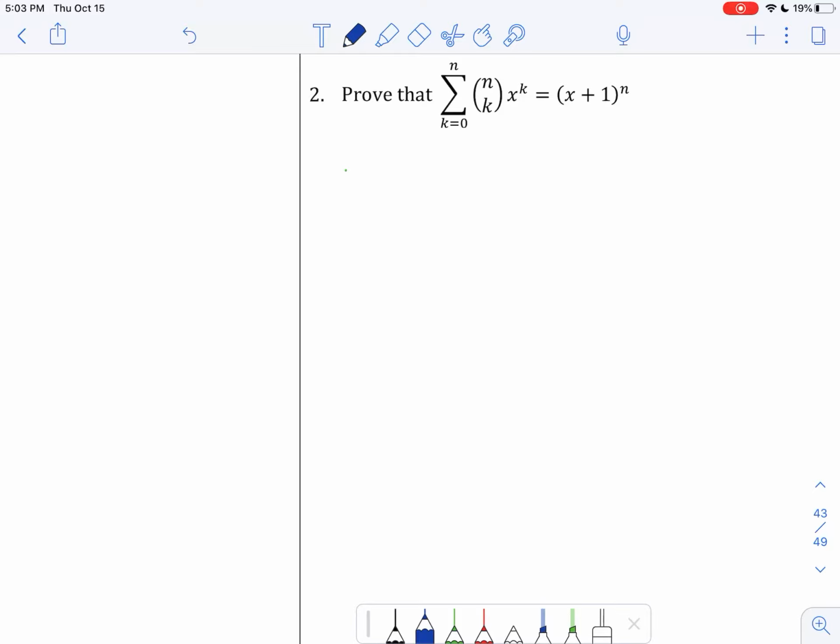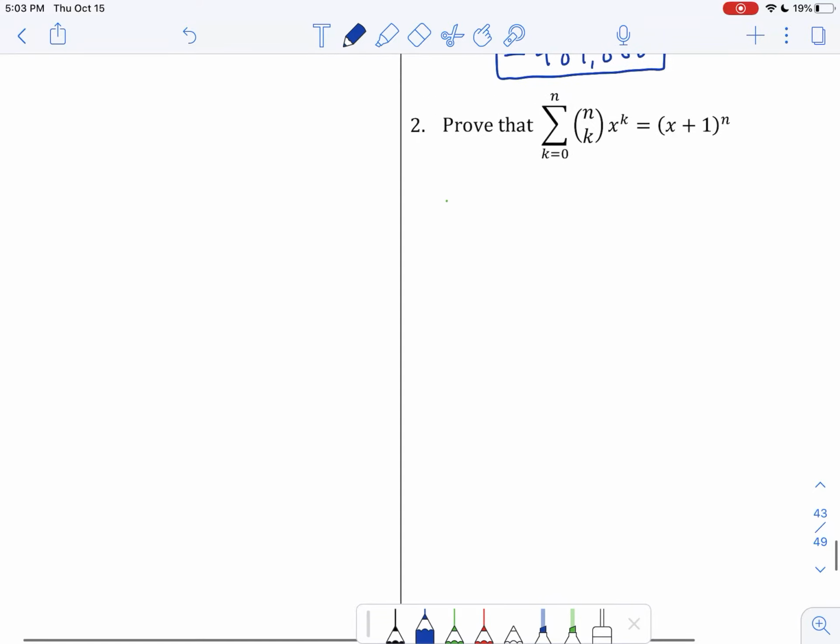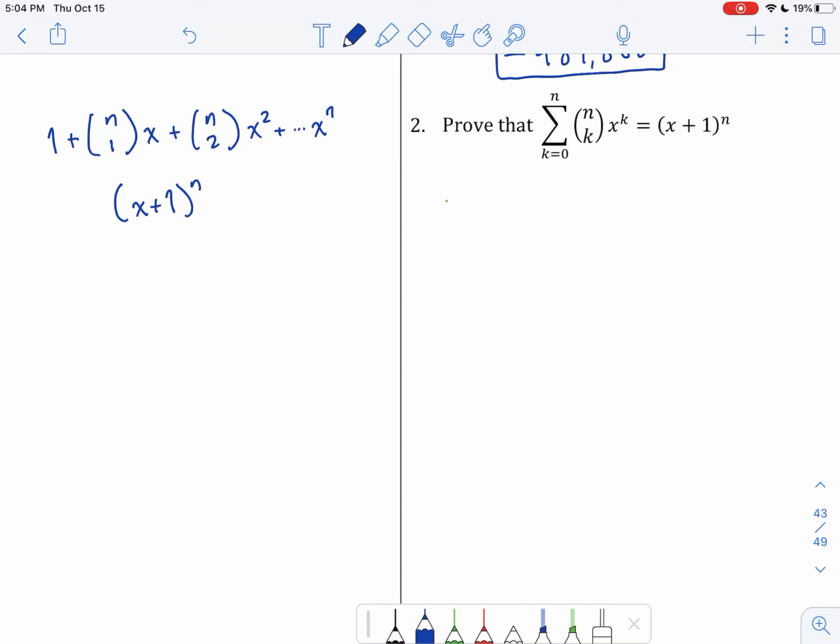The idea here is that if I have a problem that, let's see, 1 plus n choose 1, x plus n choose 2, x squared plus all the way out to x to the n. This is the same as x plus 1 to the n. So this might feel familiar from our work with series in calculus.